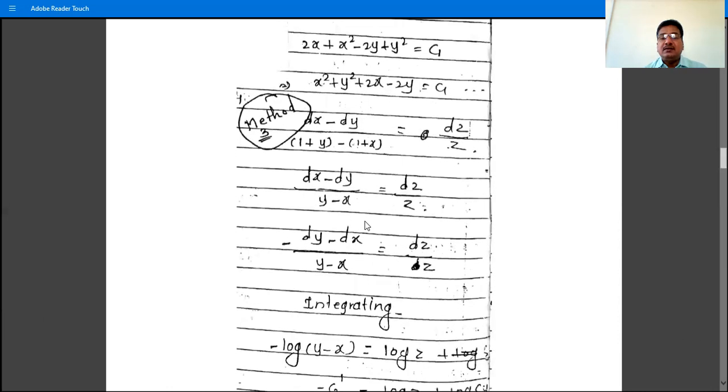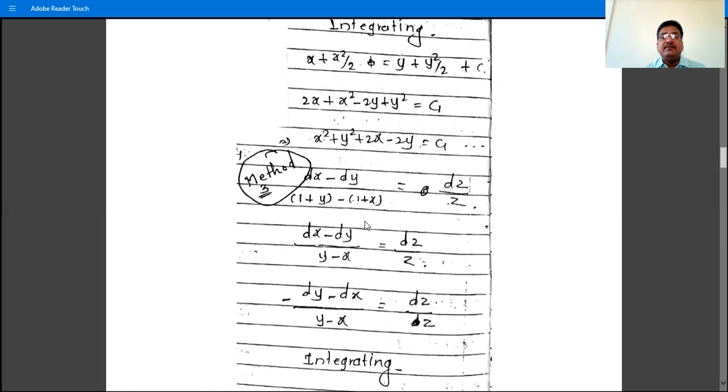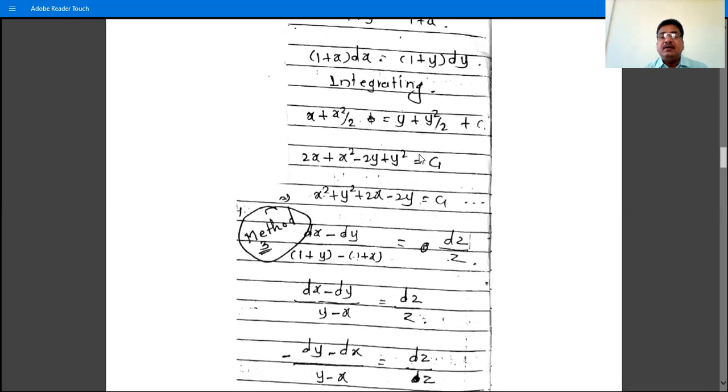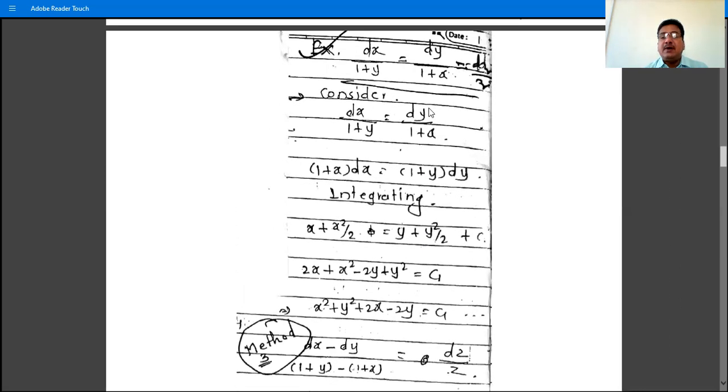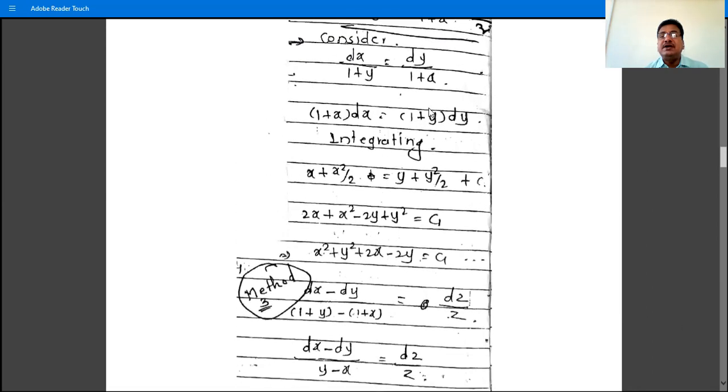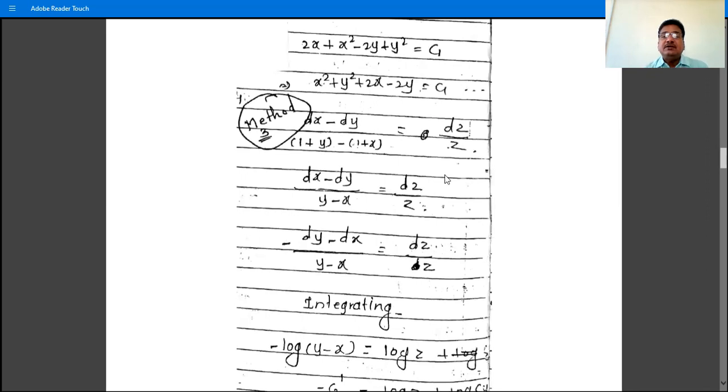Then this is actually the third method, method number 3. This is actually the sub method of method number 2. That is, consider dx minus dy is equal to dz by z. So dx minus dy is what? 1 plus y minus in bracket 1 plus x is equal to the third ratio as it is, that is dz divided by z. So actually, this is the sub method of method number 2. That is, choose multipliers 1, minus 1 and 0.